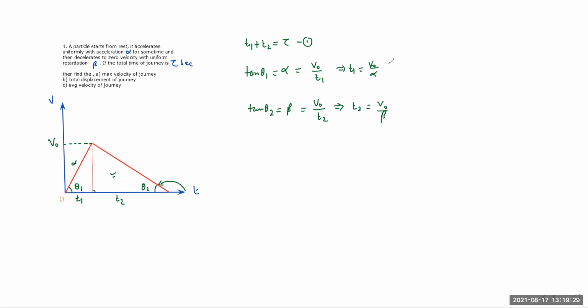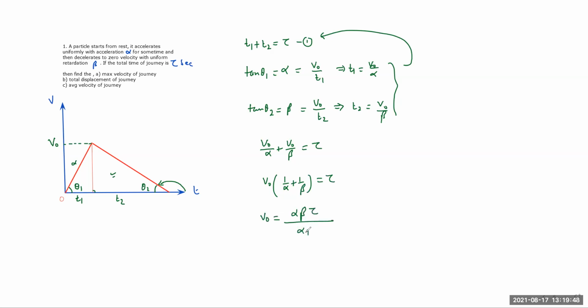You know what we do next? We substitute here. So we get V naught by alpha plus V naught by beta equals tau. So V naught comes out to be how much? Alpha beta tau by alpha plus beta. So we have solved it graphically.